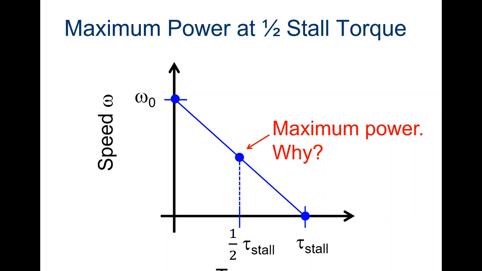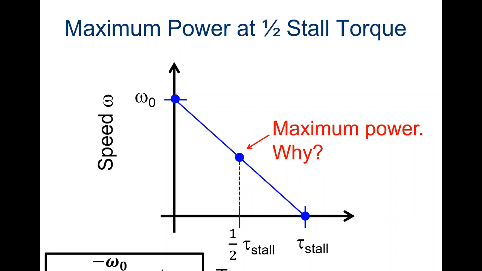This is maximum power, and that is at half the stall torque, and we're going to figure out why that is in a second. So this is maximum power at half stall torque. If you want to go and write down this title up here, that's important: maximum power at half stall torque. And remember, you can pause the video at any time to take more notes if you'd like.